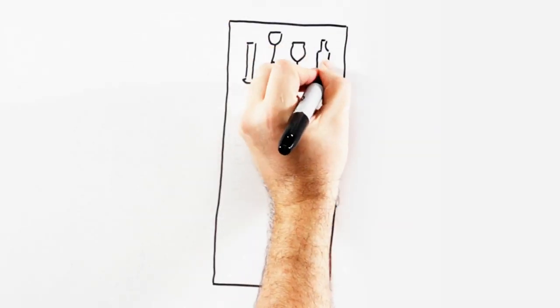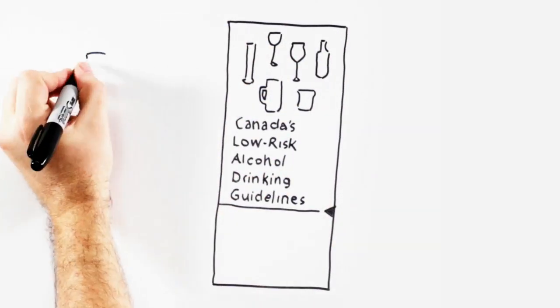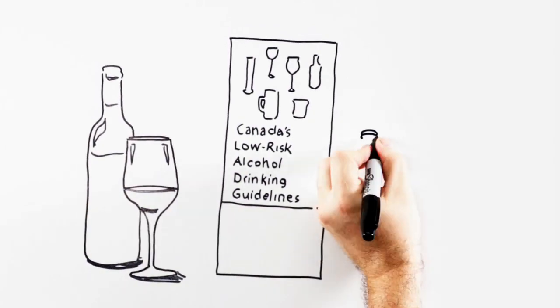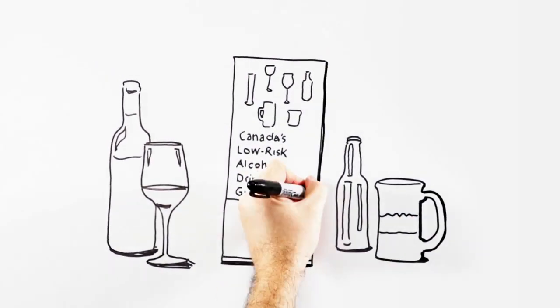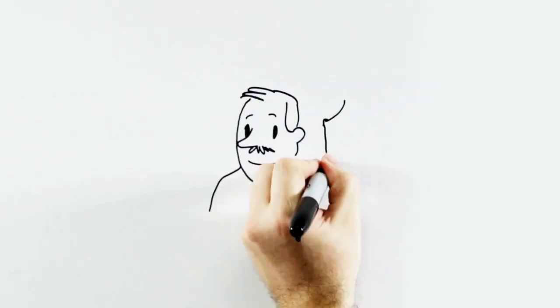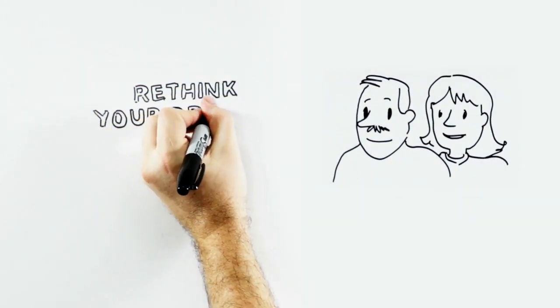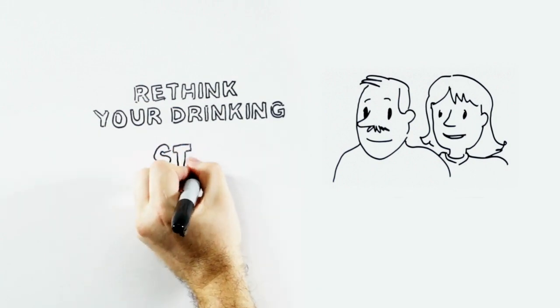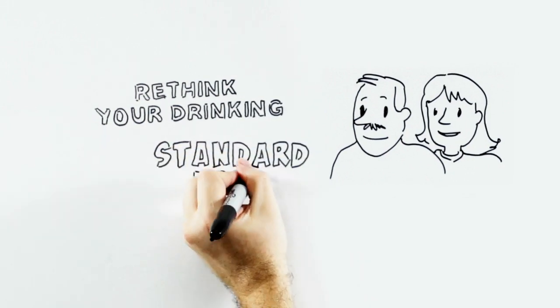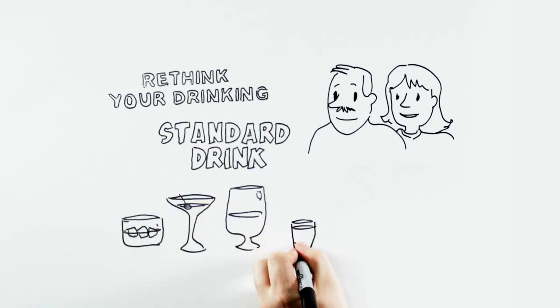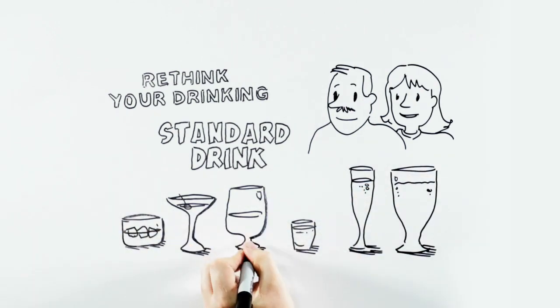What we want to talk about today is Canada's new low-risk alcohol drinking guidelines, what they are and what they mean to you. This is really about how to reduce your risk when drinking alcohol, or how to rethink your drinking. Before we get too far, we should first talk about what a standard drink actually is, since what one drink is to me might be very different from what one drink is to you.